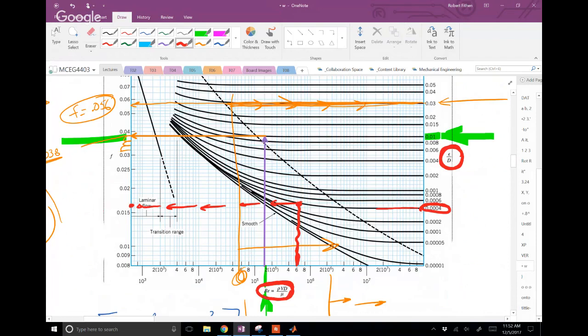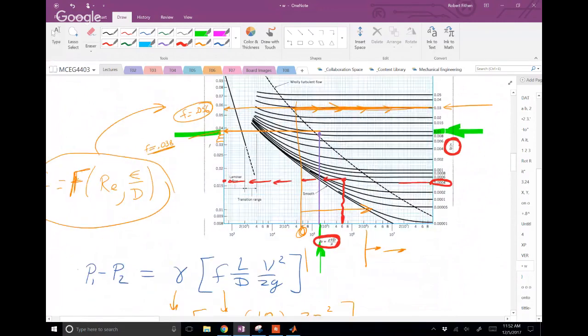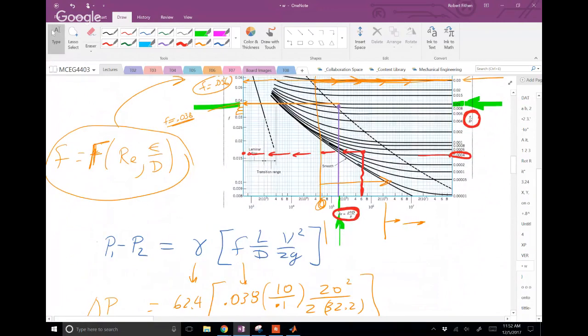I read an f, and then I plug the f into h equals f times L over D times V squared over 2g, and that gives me my loss. Yeah, that'll give you your loss.